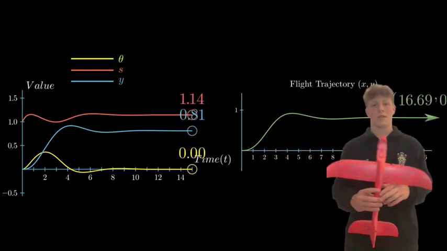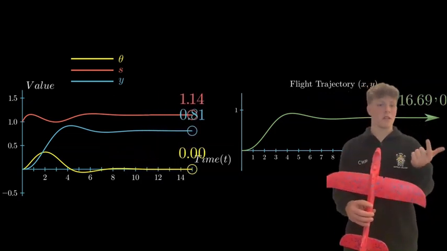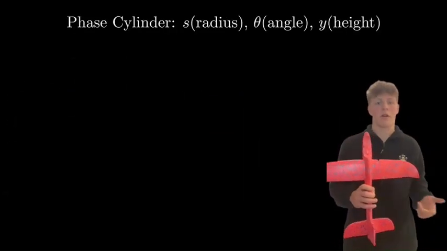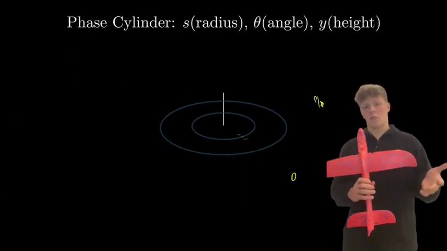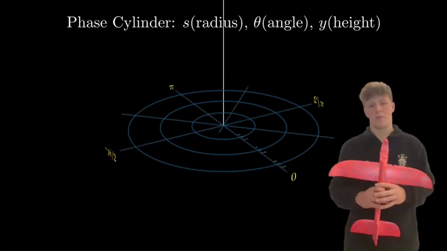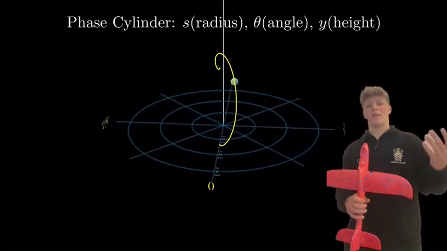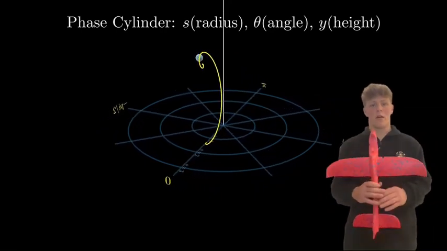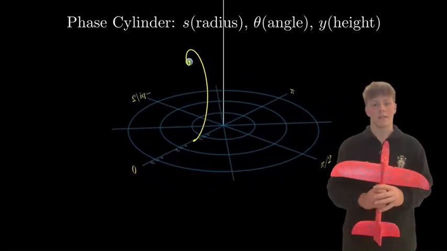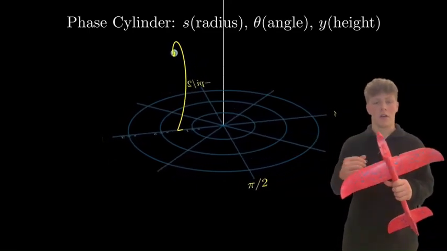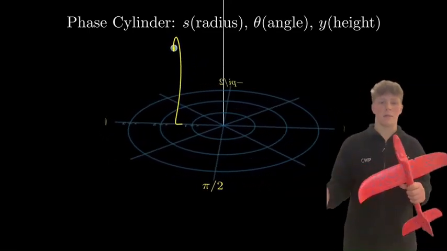So with our parameters, S being greater than 0, theta being periodic, and y, our altitude, being any real number, it makes more sense to show these parameters with a cylindrical basis. So we can plot our flight in a phase cylinder. As you can see, our marker settles to a constant point at the end there, which corresponds to our aircraft finding an equilibrium state in its flight.